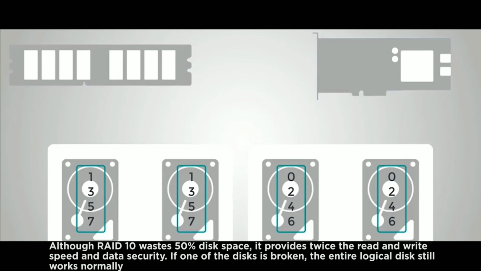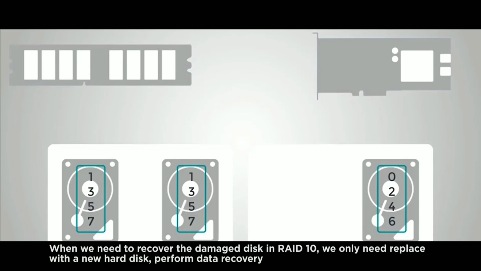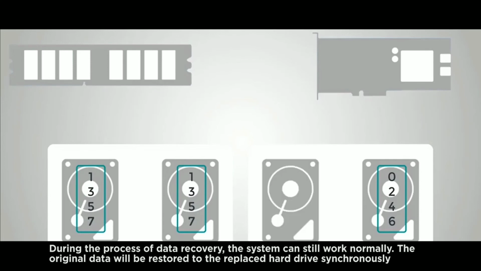If one of the disks is broken, the entire logical disk still works normally. When we need to recover the damaged disk in RAID 10, we only need to replace it with a new hard disk and perform data recovery. During the process of data recovery, the system can still work normally. The original data will be restored to the replaced hard drive synchronously.